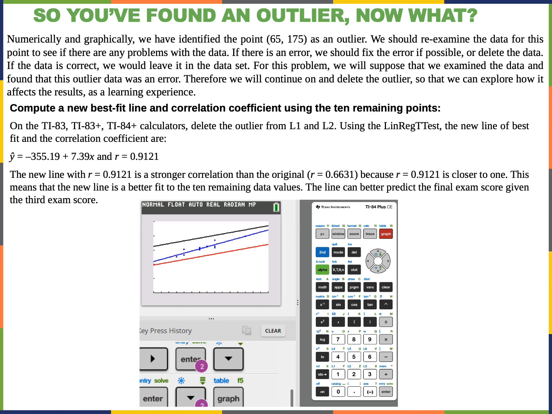So there it is. Now our a is 355.19 and our b is 7.39. So it changes things. And our r is 0.9121. So it's actually a stronger correlation, which makes sense because you got rid of this outlier. It's closer to 1, so it's pretty strong. So now this means that this line can better predict the final exam score given the third exam score. And see how it changed the line? Pretty crazy.